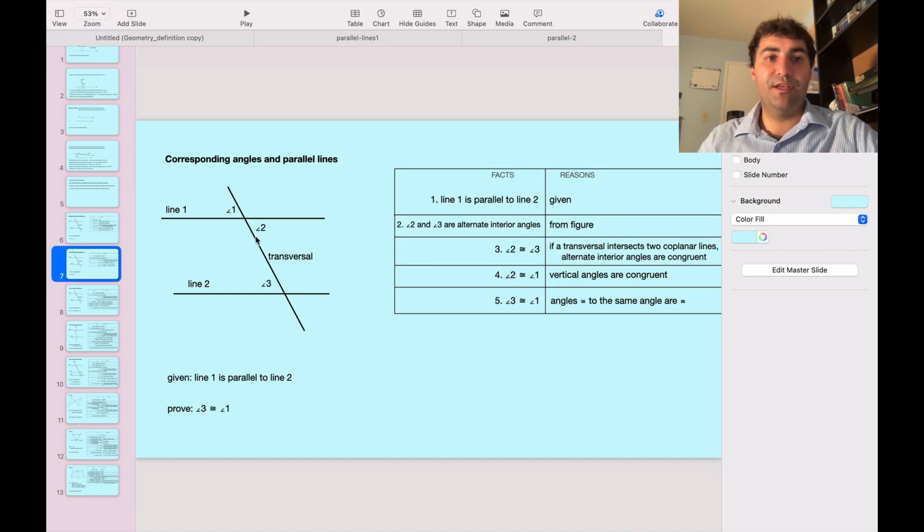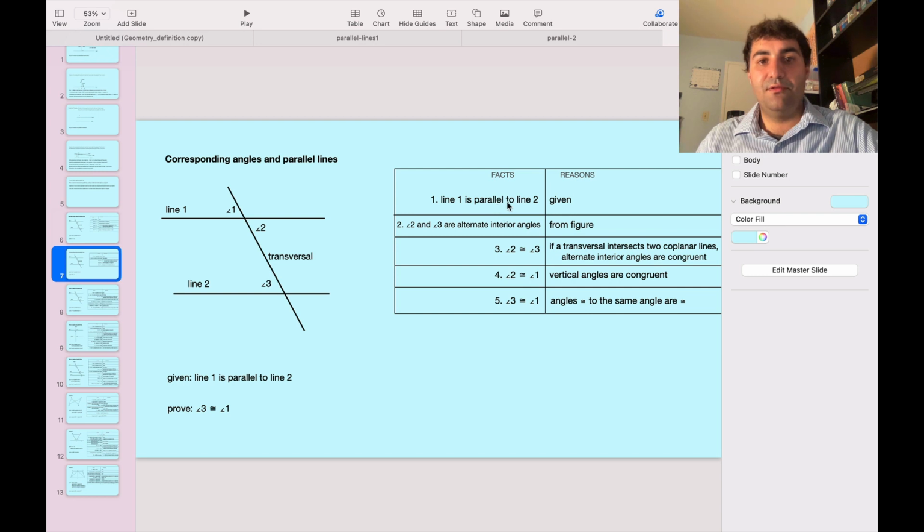What about corresponding angles? Well, let's have these two corresponding angles, angle 1 and angle 3, right? They're corresponding because they're both on the same side of the transversal, the left side here, and one's in the exterior region and one's in the interior region, right? The interior, the space between line 1 and line 2. And I'm going to draw this angle, angle 2, which is a vertical angle of angle 1. So we're given that line 1 is parallel to line 2, and we want to prove that angle 3 is going to be congruent to angle 1.